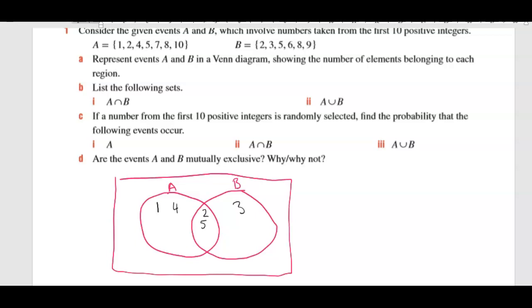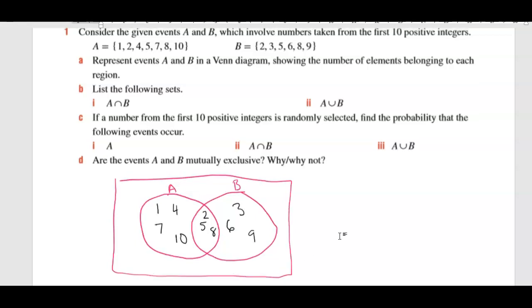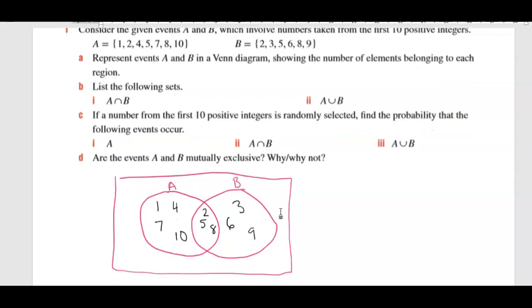The number 6 is in B. The number 7 is just in A. 8 is in both. 9 is just with B, and 10 is with A. So we've covered all numbers, so there's nothing on the outside. If one of the numbers wasn't included in A and B, it would go on the outside. So we've represented it as a Venn diagram.